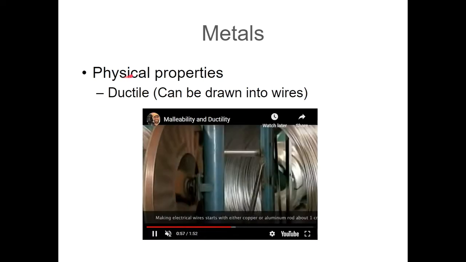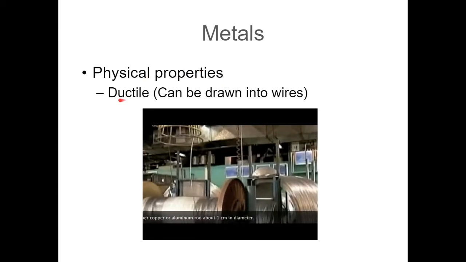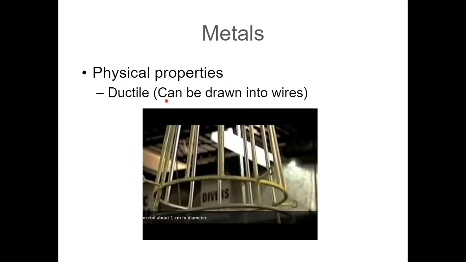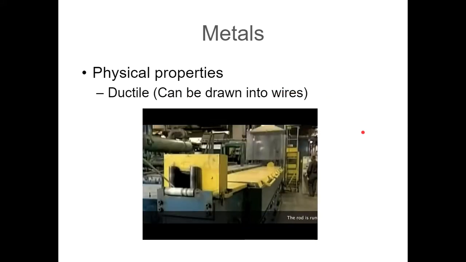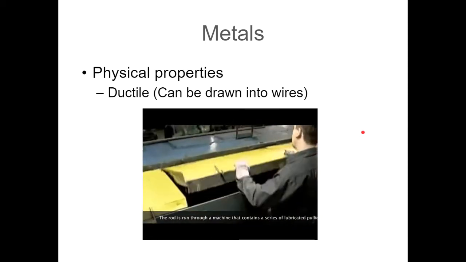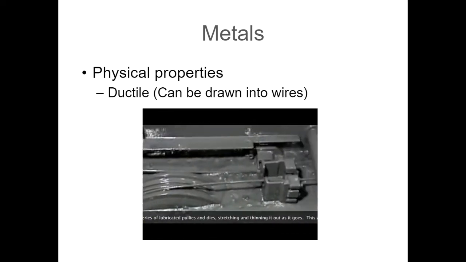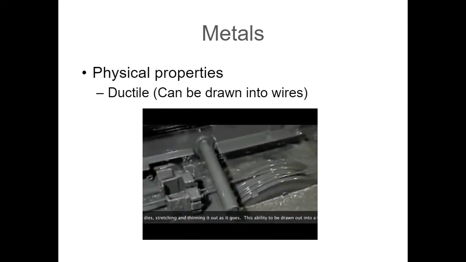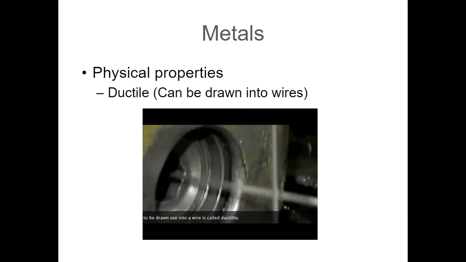Another one of the physical properties of metal is that it is ductile, or it has ductility. This means it can be drawn into a wire. You can see here in the video that the rod is running through a machine that contains a series of lubricated pulleys and dies, stretching and thinning it out as it goes. This ability to be drawn into a wire is called ductility.